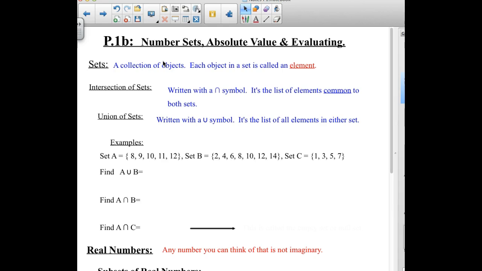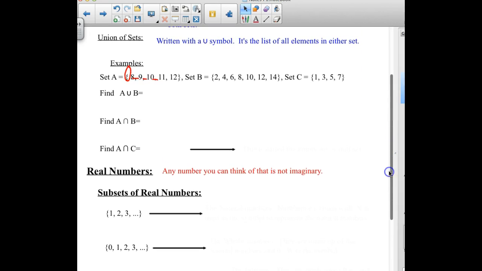All right, so let's look at an example here. Set A contains the elements 8, 9, 10, 11, and 12. And this is considered the roster method for designating a set, where we have these braces and we just list each element that you see. Okay, set B contains the even numbers 2, 4, 6, 8, 10, 12, and 14. And set C contains the elements 1, 3, 5, and 7. So the first thing they're asking us to do is find the union of sets A and B. That means what do we have in set A or in set B? We can put them all down.